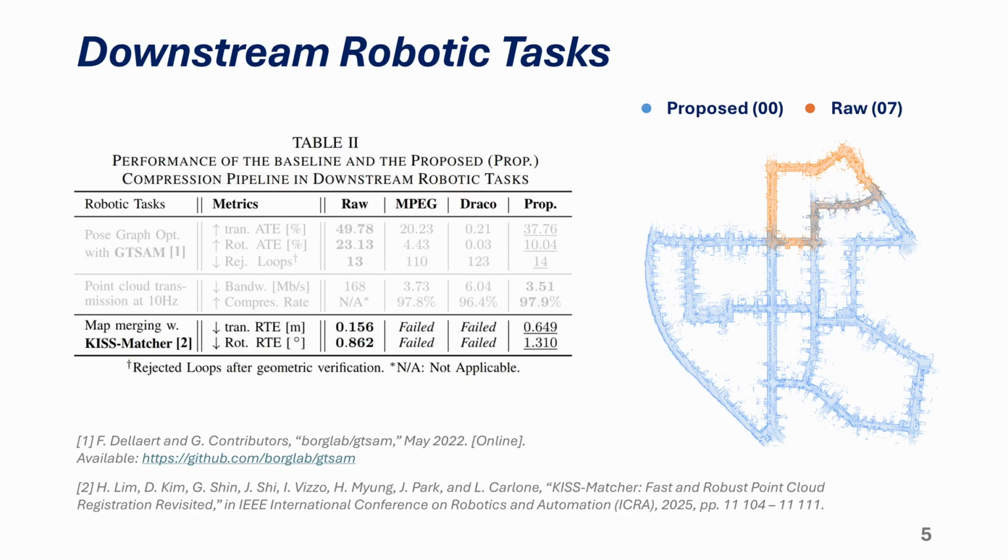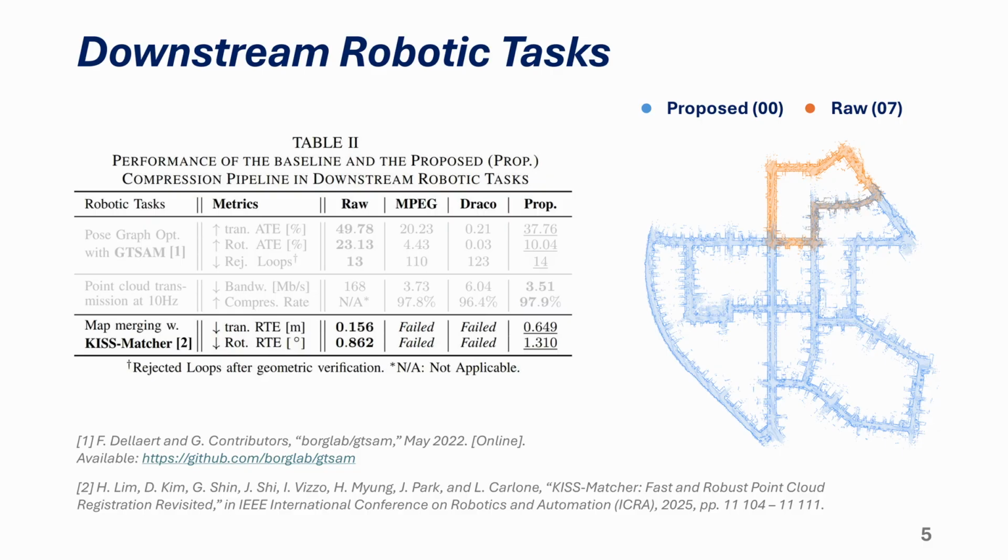Next, we examine our method's effectiveness in another essential robotics task, multi-robot map merging. In this experiment, we merged 2 independently built maps, one from the decompressed scans and the other from raw scans, again utilizing sequences 00 and 07 from SemanticKITTI. Alignment was performed using KissMatcher. Our compression method maintains sufficient geometric fidelity, allowing KissMatcher to successfully identify correspondences between the raw and decompressed maps. In contrast, traditional compression approaches fail to retain this fidelity, resulting in unsuccessful map alignments.